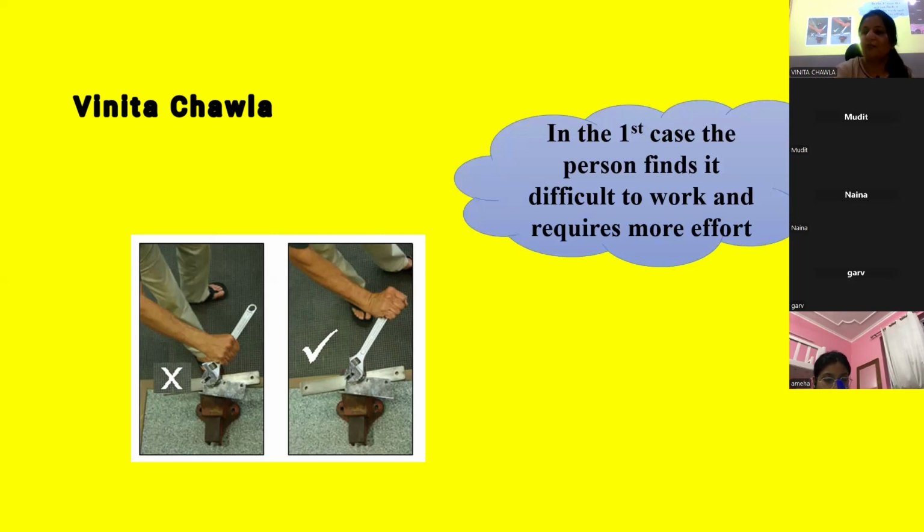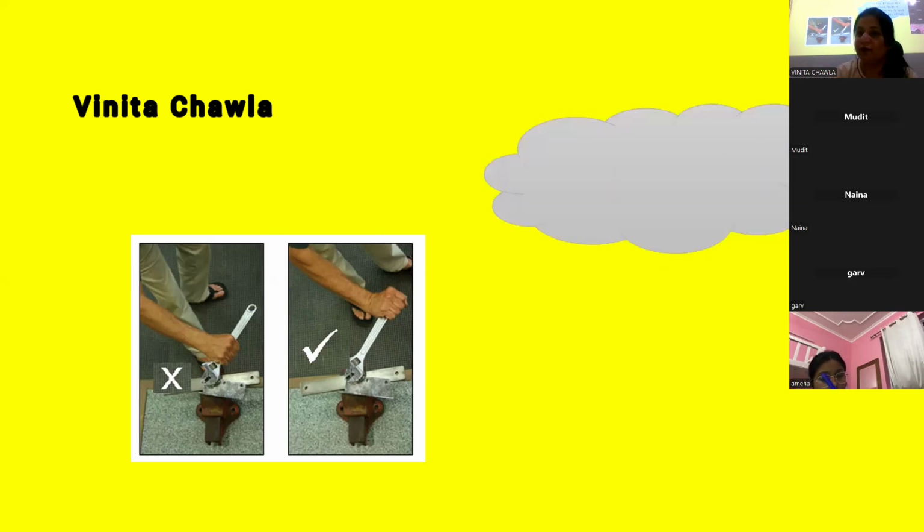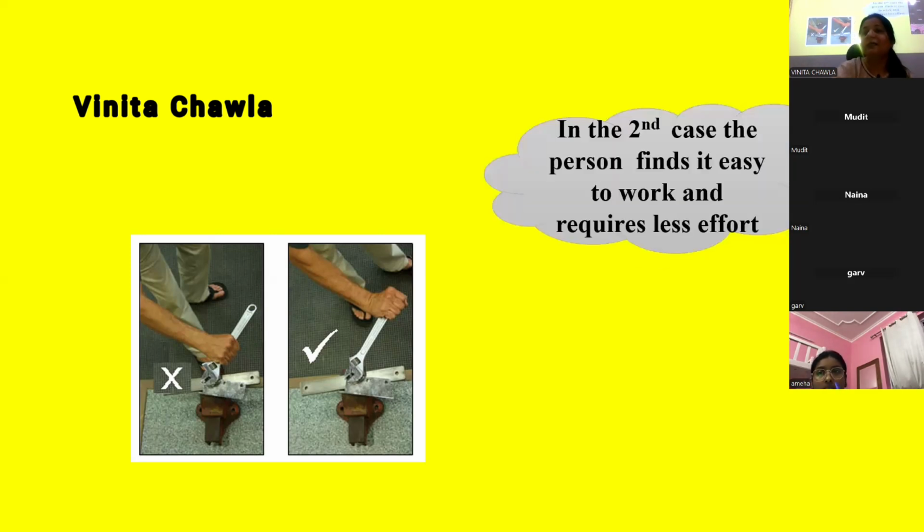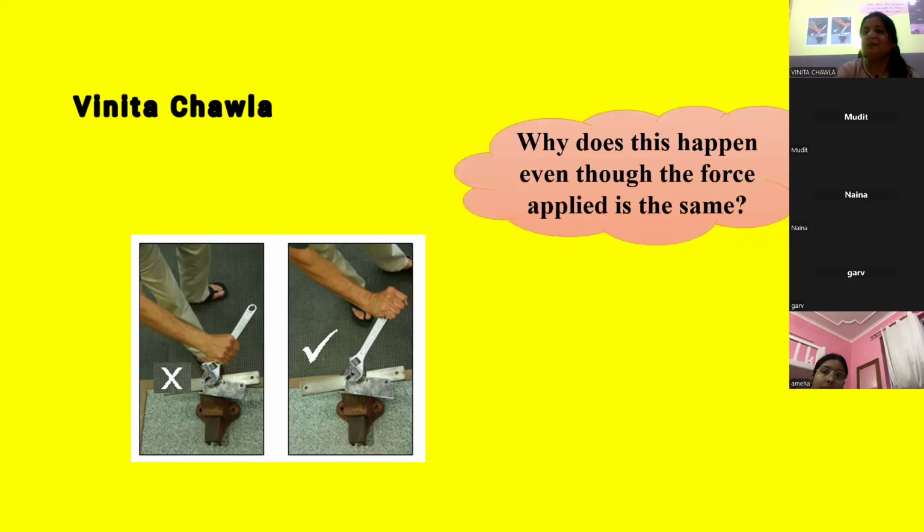difficult to work and requires more effort. While in the second case, the person finds it easy to work and it requires less effort. Okay. So why does this happen even though the force applied is the same? Tell me. Why does this happen?